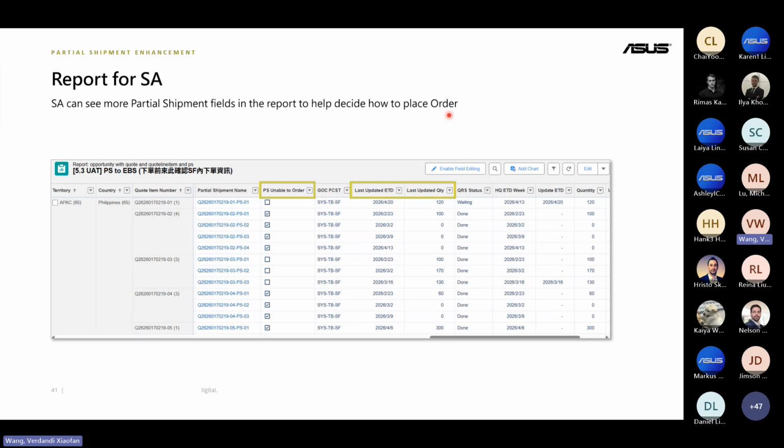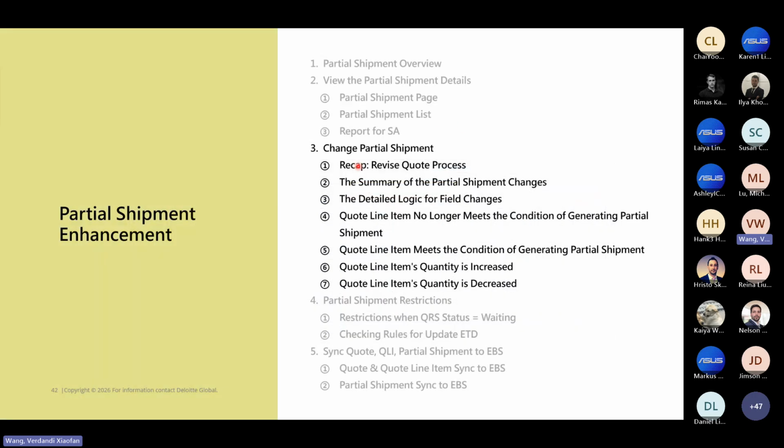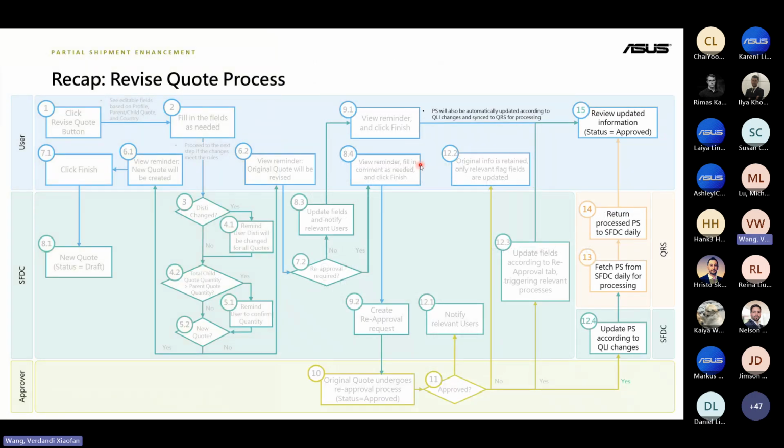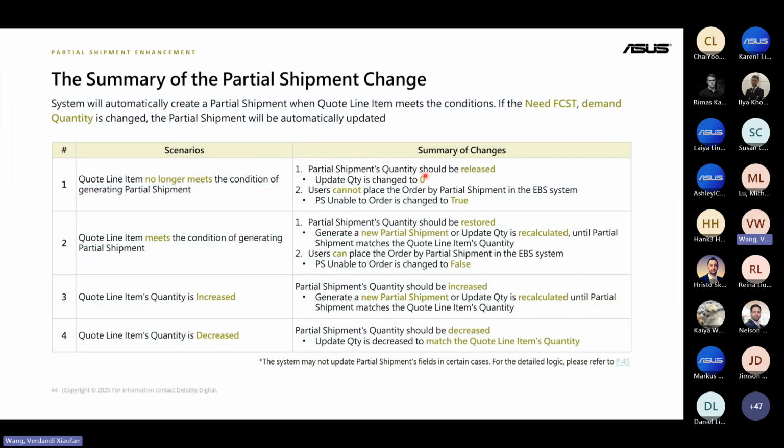Okay, after knowing this basic information of partial shipment enhancement, let's see how the partial shipment changes. To recap, for Salesforce, the partial shipment will be automatically updated based on the column item changes after user's modification is applied to the original approved quote. Then QRS will fetch the partial shipment, then provide feedback to Salesforce. So what does the condition look like?